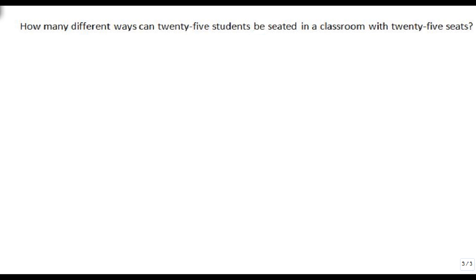So let's look at another example. How many different ways can 25 students be seated in a classroom with 25 seats? Well, this is really easy. Since we're filling every seat, it's just like the bookshelf. This is simply a permutation question, so there are 25 factorial different ways.